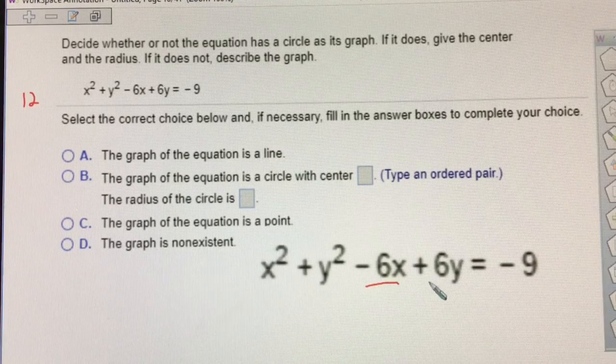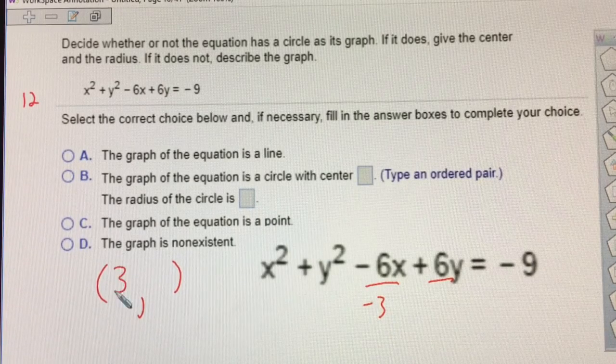There's a little shortcut for this. I just take half of that and half of that and throw it into my coordinate. So half of negative 6 is negative 3, but remember it's going to be the opposite of that, so I'm going to put 3 in my coordinate. Then half of positive 6 is 3, but I put the opposite of that in my coordinate.